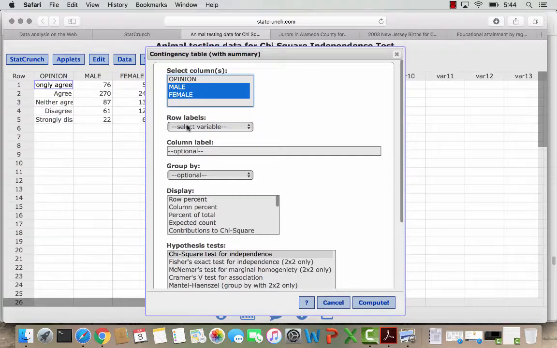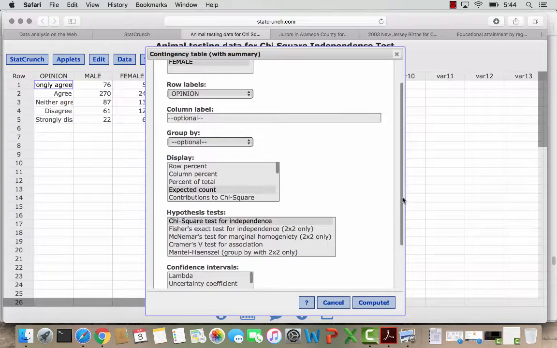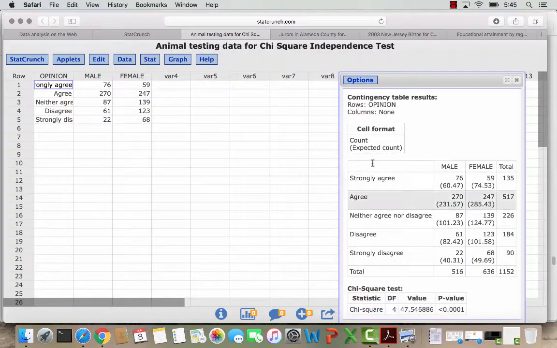And then for the row labels, we're labeling those by the opinion in the survey. And then you want to click on the expected count display here so we can see what we'd expect if they were independent. And then click on chi-square test for independence for our hypothesis test. You can see there's all sorts of different formulas that StatCrunch can run. We're not going to construct a confidence interval. If you take an advanced statistics class, you would do that with this data. And then we can hit compute.